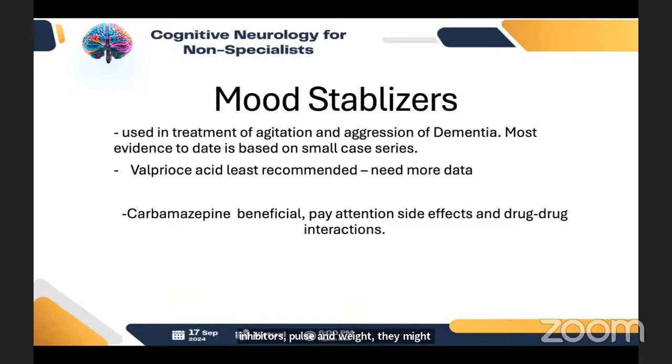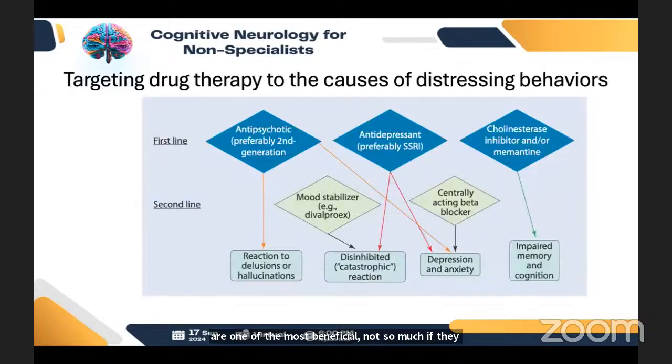Mood stabilizers are usually used. Lithium or carbamazepine are among the most beneficial, though not so much, and they could be used as a second agent after the antipsychotic medication. So target the choice of the drug according to the behavior. If you are dealing with delusions or hallucinations, or psychotic symptoms, go for antipsychotic medications. If you're having anxiety and depression, use SSRIs. If you're having disinhibited behavior or irritability, you can go for both choices.